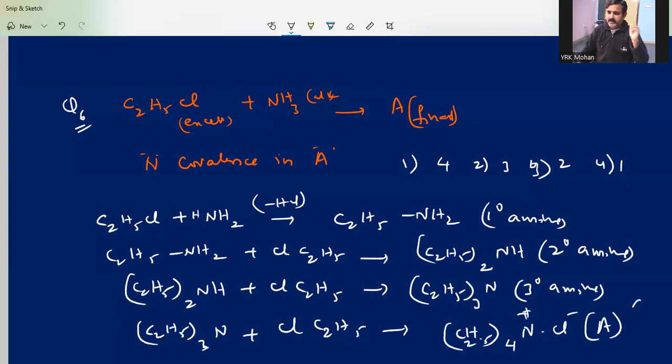The ammonium salt is the final product, that is A, as per the question. That means around nitrogen there are 4 bonds with alkyl groups. So 4 is the covalence of nitrogen here. The first option is the right option for this question.